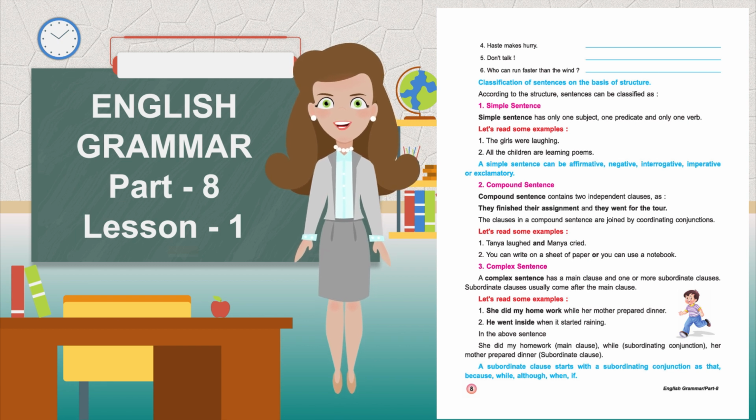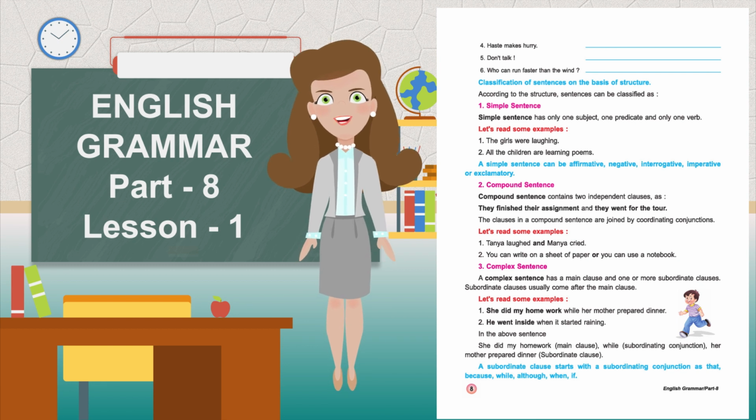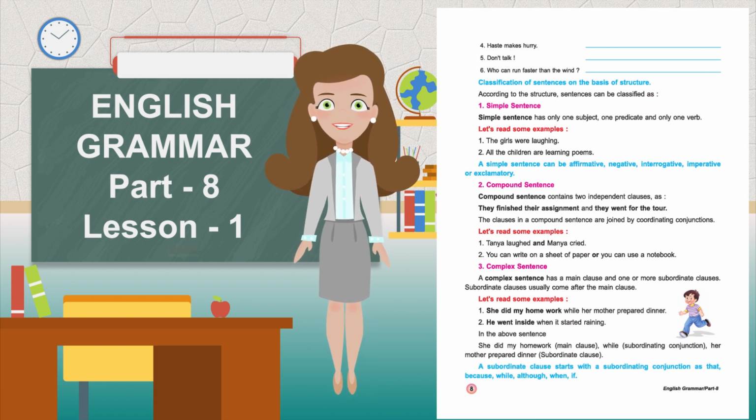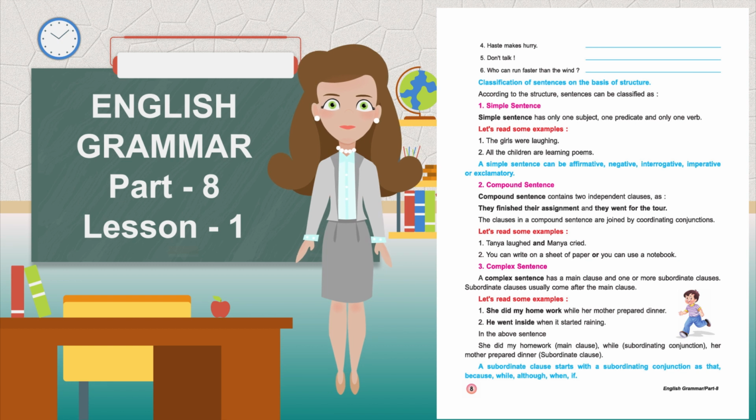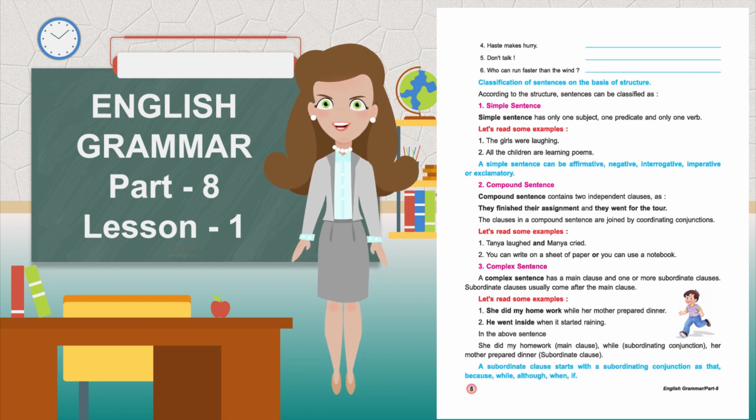In the above sentence, she did my homework is the main clause, while is the subordinating conjunction, and her mother prepared dinner is the subordinate clause. A subordinate clause starts with a subordinating conjunction such as that, because, while, although, when, if.